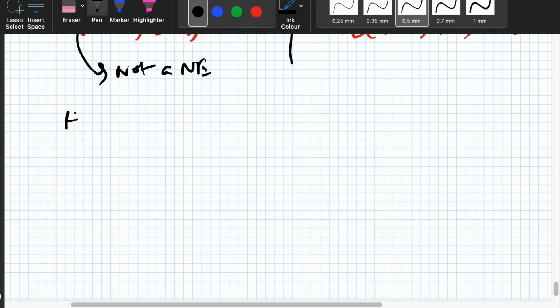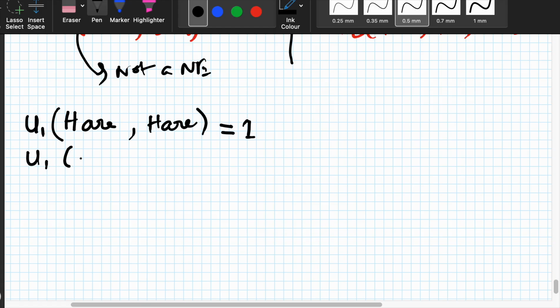Is (hare, hare) a Nash equilibrium? From player 1's perspective, it will give him a payoff of 1, but if he chooses to change to stag, then he will get a payoff of 0. So that means he cannot do better by changing his strategy from hare to stag in this situation. So there is no incentive for player 1 to change his action unilaterally.